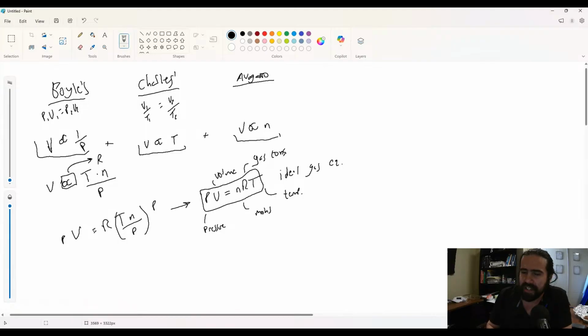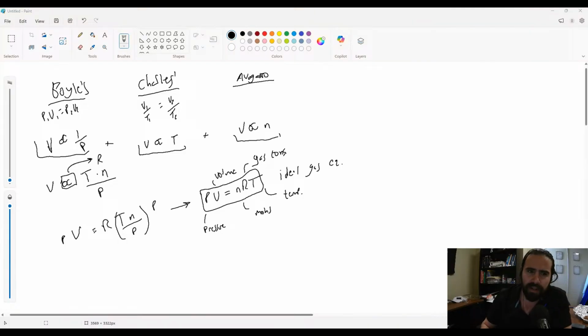Again, I want to emphasize this. This emerges out of Boyle's, Charles', and Avogadro's law. And importantly, it doesn't mean that all gases behave according to PV equals nRT all the time. It's just that gases ideally behave according to this relationship. And the degree to which they follow this relationship is the degree to which they are ideal gases.